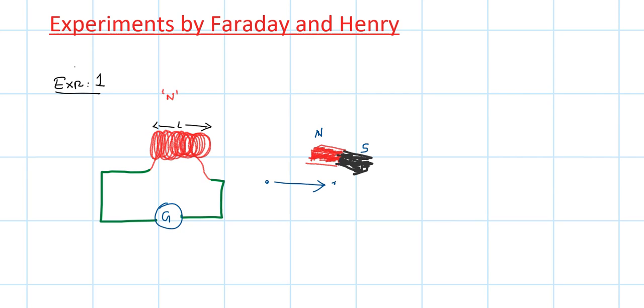The observation made by Henry and Faraday was that we see a deflection, either right or left, depending on which pole of the magnet you are bringing away from the solenoid. The galvanometer deflects in that particular direction. A deflection of the galvanometer indicates that there is a non-zero current inside the coil.